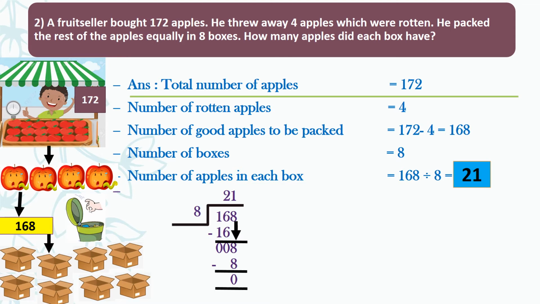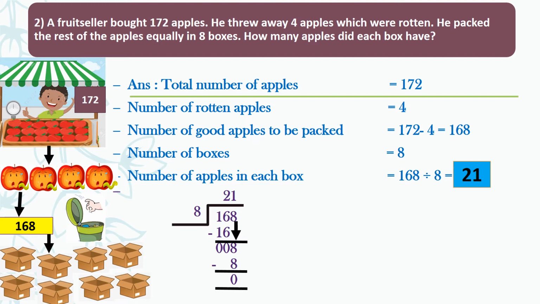So let's come again. How many apples did he have first? He went to a market and he bought 172 apples. So he had 172 apples. Of the 172 apples, he threw 4 away. Why? Because they were rotten. So he threw them in the dustbin. So what would be remaining when you take away 4 from 172? You get 168. Now, these remaining 168 were equally packed into 8 boxes as shown here in the picture.